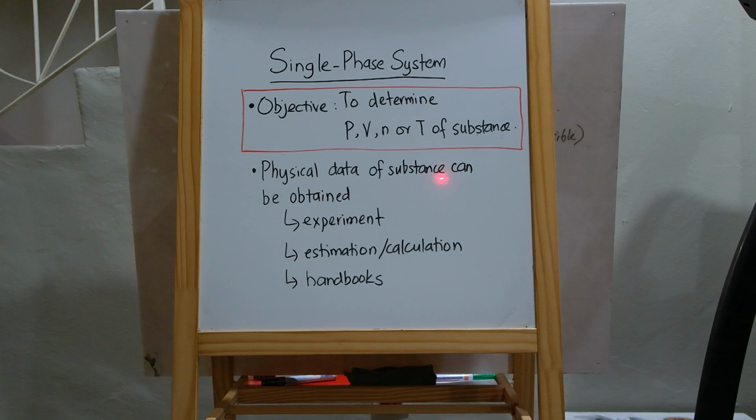Physical data of a substance can be obtained via experiment, estimation, or calculation using data provided, and also we can obtain the physical data of a substance using a handbook.